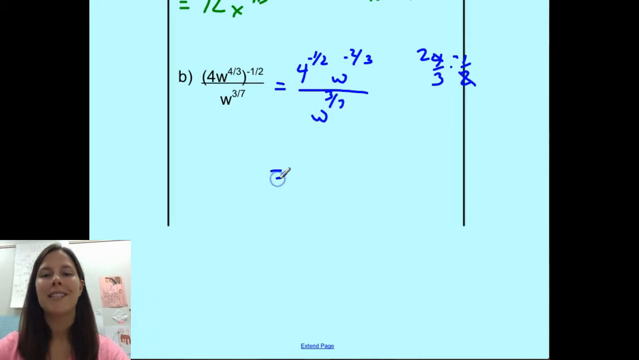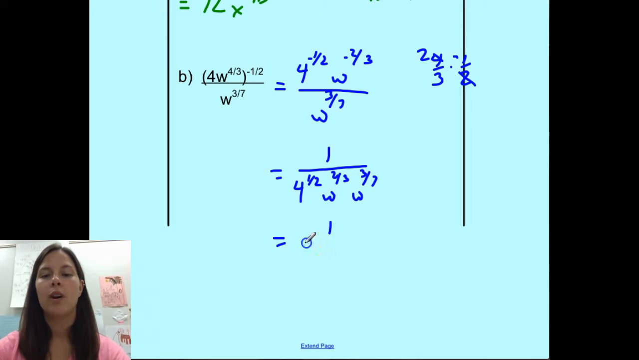Both of those pieces in the numerator have a negative exponent, so I'm going to flip them to the denominator. We get 4 to the positive 1/2, w to the positive 2/3, and w to the 3/7 that was in the denominator to begin with.